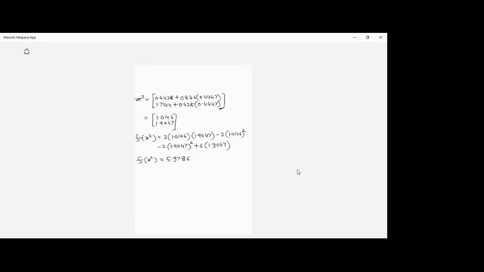So if you solve this, f of x2 will be coming out to be 5.9786, right? So now we'll have to stop here. x0, what we started with, was 1, 1, and the value that we had got for fx0 was 4. Then we went for x1, 0.6428 and 1.7144. The value was 5.7702. Now we came for x2, where the values are 1.0146, 1.9047. The value is 5.9786. So the table speaks for itself.